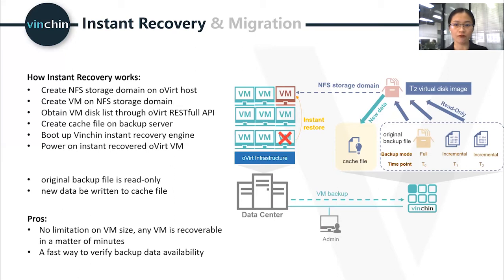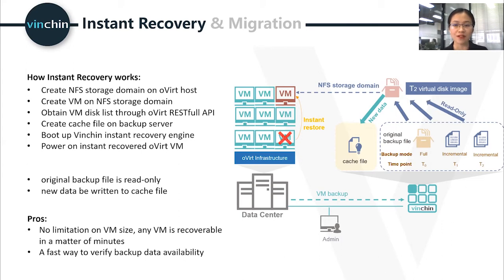Vinchin's instant recovery mechanism mounts the backup storage to a production host via NFS. A new virtual disk image will be virtualized based on the original backup file and shared to the newly created VM in the production host via NFS. Let's take a look at how it works.